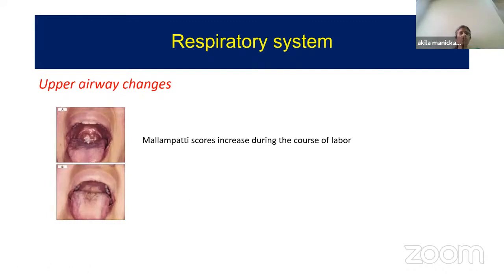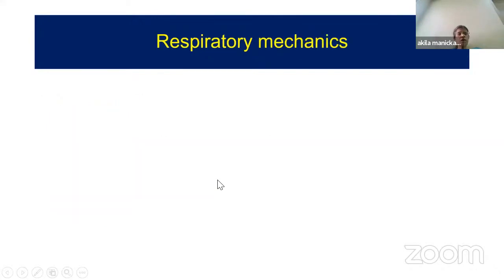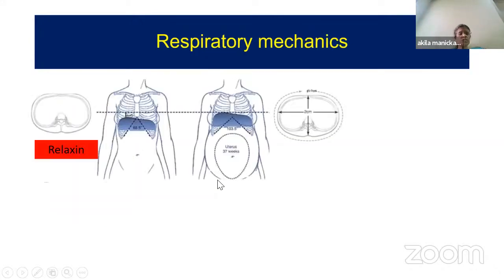So a Mallampati score, which was 2, could become 3 following prolonged induction of labor, when they are taken up for cesarean section. So every time we see a patient, it's very important to assess the Mallampati score so that you are ready with your difficult airway management protocols. And when we look at respiratory mechanics, let us go systematically, first from the skeletal system. What happens to the thoracic cage?